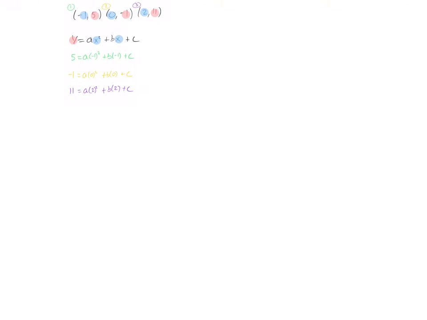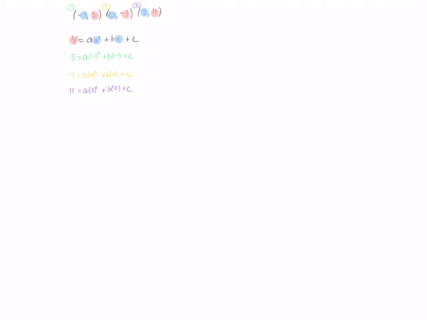Now, I used this first point to come up with this equation. Notice I've just plugged in the -1 for each of my x's and the 5 in for the y. So y was equal to a times -1 squared plus b times -1 plus c. Something similar here for the second point, and something similar here for the third point. So let's see if we can simplify these down to just get an a, b, and a c.